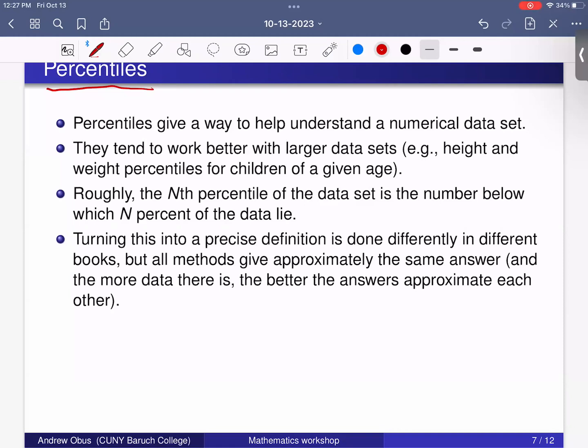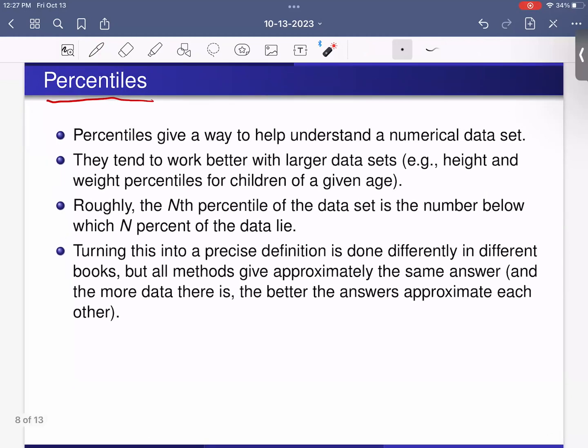Roughly, it means that the nth percentile of the data set is the number below which n% of the data lie. So if you're at the 80th percentile, that means that 80% of the data are below that number. Turning this into a precise definition, there's not only one way to do it, and different books give slightly different ways of doing this. They're all pretty close to each other, but different books and different computer programs use different ways to calculate percentiles. What is true is that all methods give approximately the same answer.